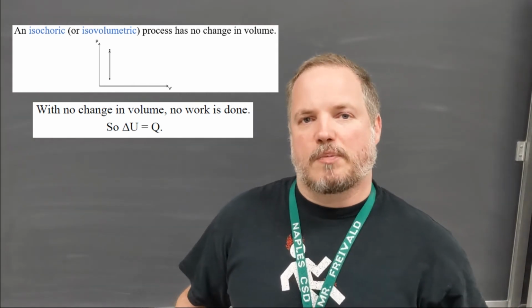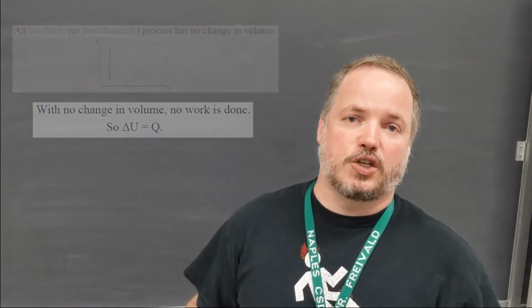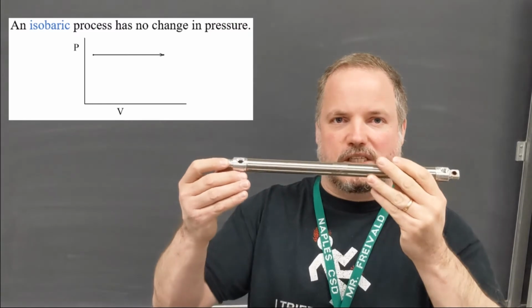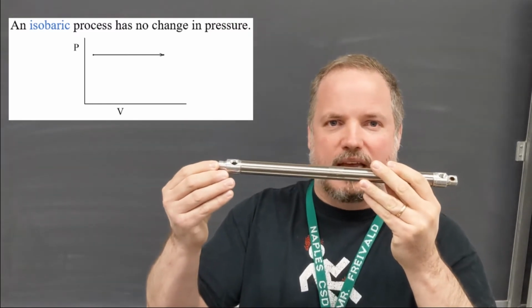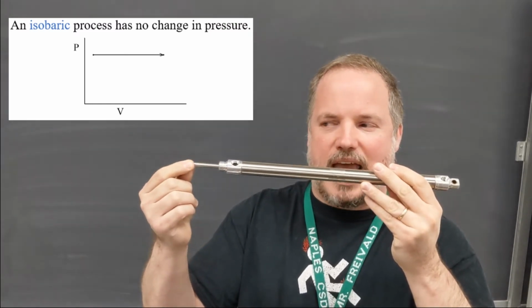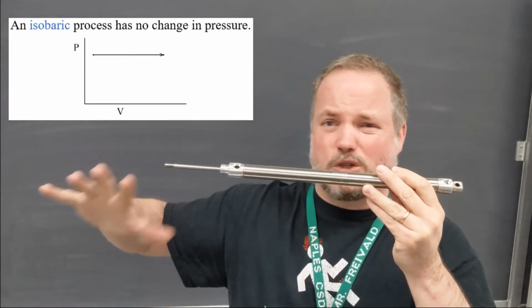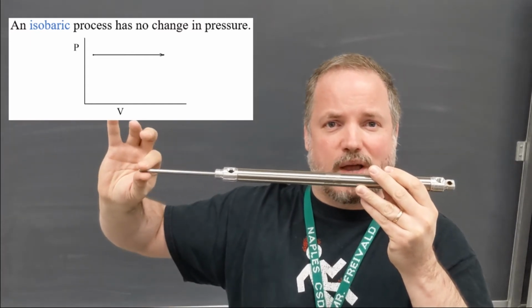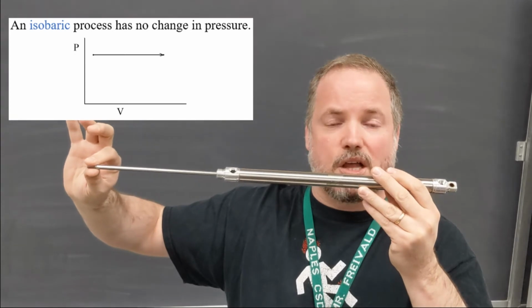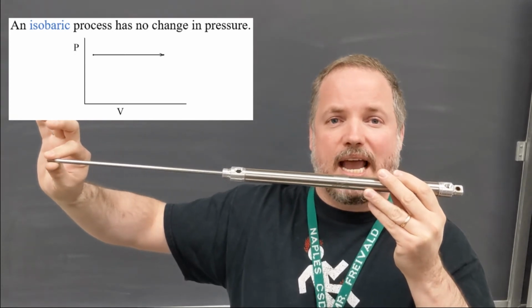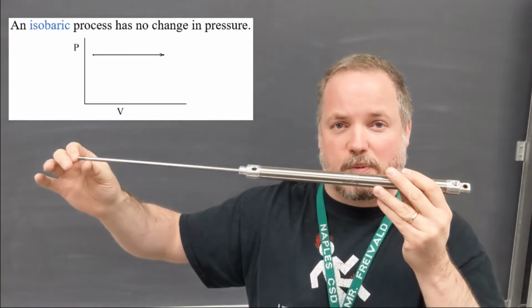An isobaric process is a process that has no change in pressure. So if I took this and I heated it very gradually, it could push out against the atmosphere and expand. The pressure out here is still 1 atmosphere, right? And so as it expanded, as long as it was nice and slow, the pressure would be constant as it came out. You could get an isobaric process.